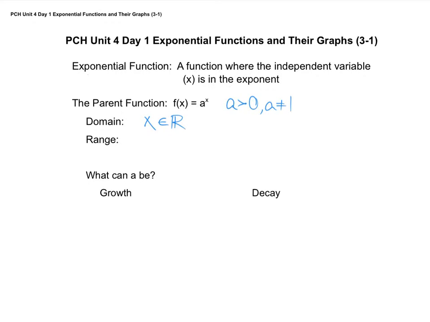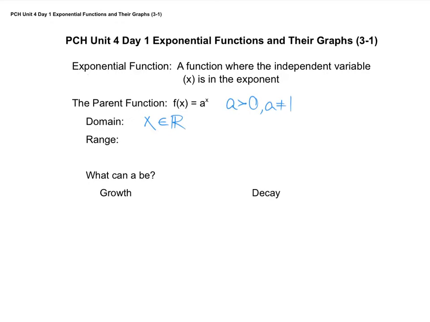Now, let's think about the range. Again, let's break it down based on what x is. If x is positive, and a is, say, like 3, what's going to happen as x gets bigger and bigger and bigger? Yeah, it's going to go up. It's going to increase, all right? We already said when x is 0, it's going to be 1.